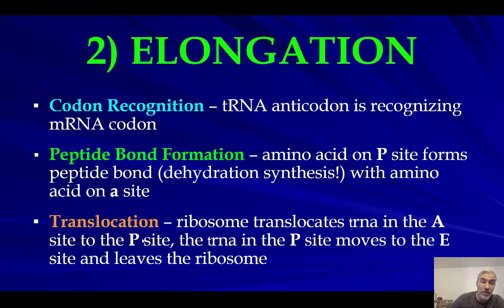Then there's elongation. That's when the codon recognition happens with the tRNA. It matches its anticodon with the mRNA codon. Then a peptide bond forms between the adjacent amino acids, right? Between the amino group and the carboxylic acid group with a dehydration synthesis reaction. Think back to Unit 1. Okay, water leaves, we form a peptide bond. Then translocation is everything slides over. The tRNA that is empty leaves. Everything slides over, and then a new one comes in.